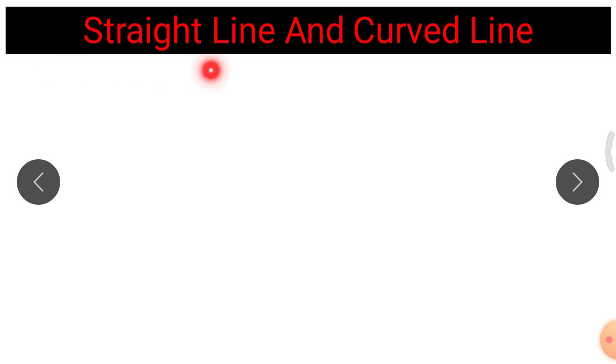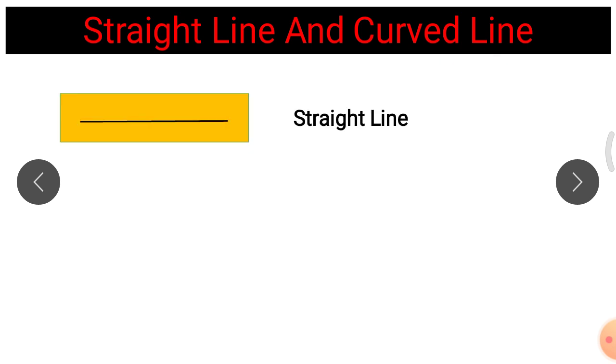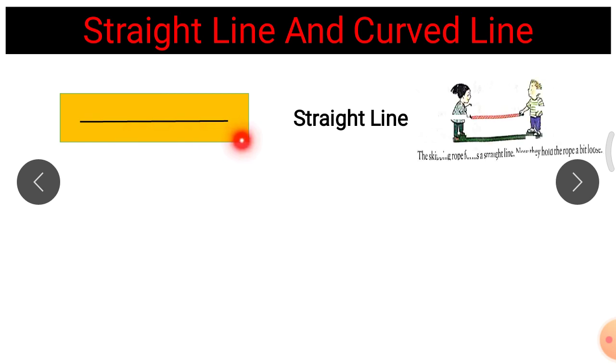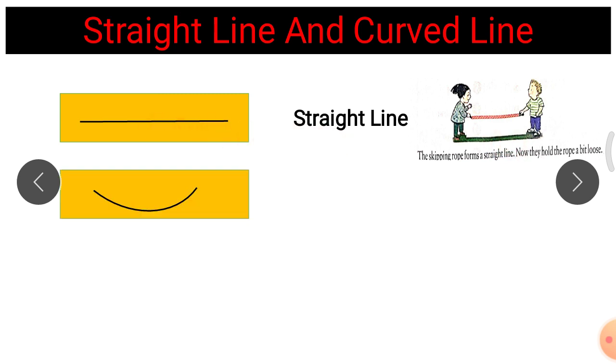Let me tell you what is a straight line and a curved line, children. See, I have taken the straight line first. This is called a straight line. When you see these two children, they are holding the skipping rope, right? You know what is a skipping rope? Yes, they are holding it very tightly so that the rope becomes straight, right? So this is a straight line, and the other thing has come, that is the curved line. This is called a curved line.